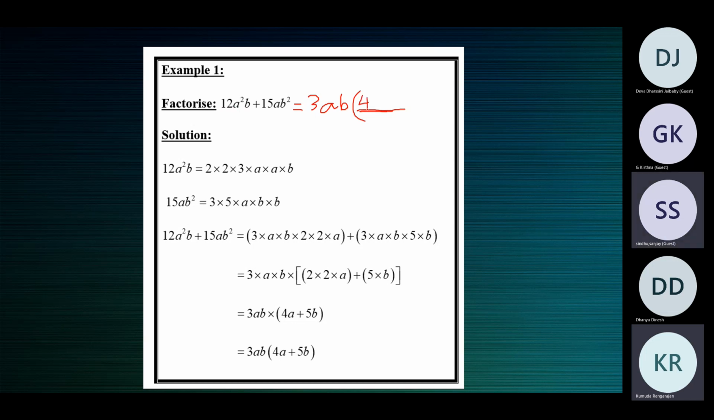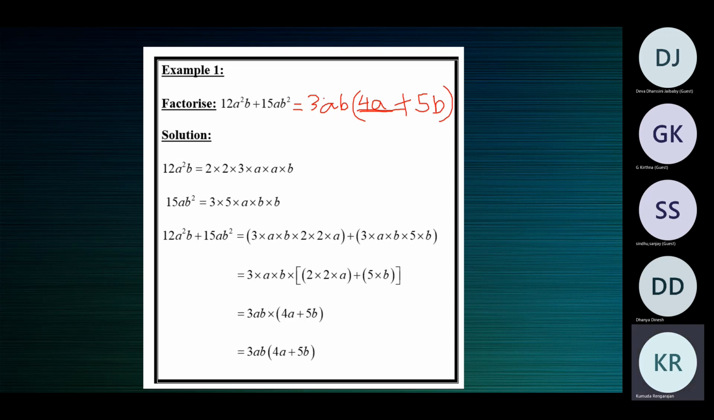3 into 4 is 12. A into A is A square. And B is already out here. So only 4A you must write. Then the plus sign, which is there, plus. Now we need to get 15AB square. 3 into 5 is 15. A is already here. B into B is B square. That's all. In one step, you can do it.